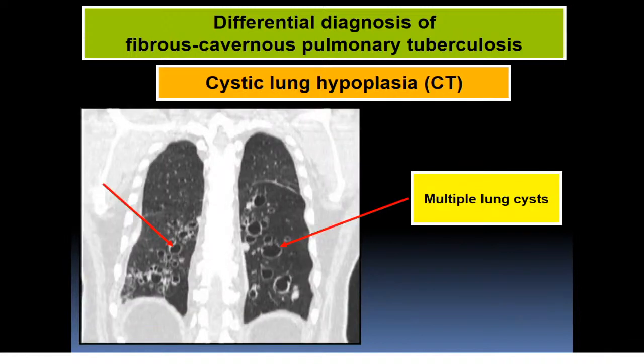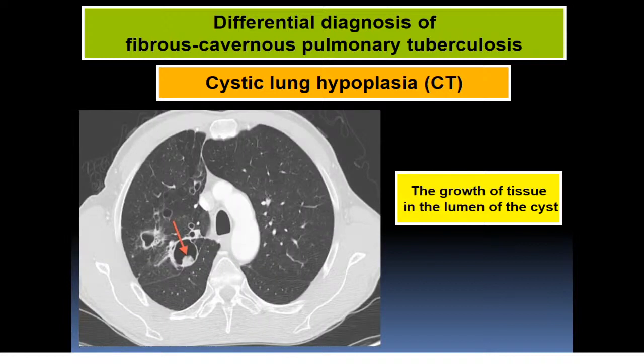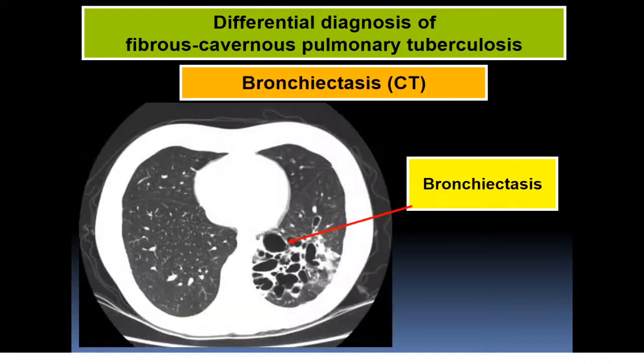On this CT scan, we can see multiple lung cysts in both lungs. This is cystic lung hyperplasia. It looks like polycavernous tuberculosis. And this is cystic lung hyperplasia also, with many thin-walled cavities in the right lung. And the next differentiation, bronchiectasis on CT scan can look like fibrous cavernous tuberculosis. But this is bronchiectasis.